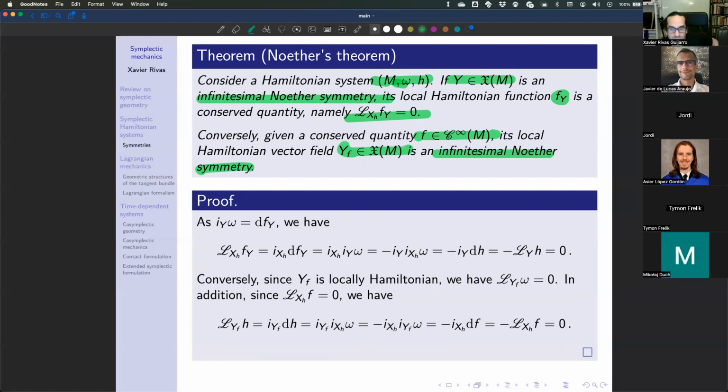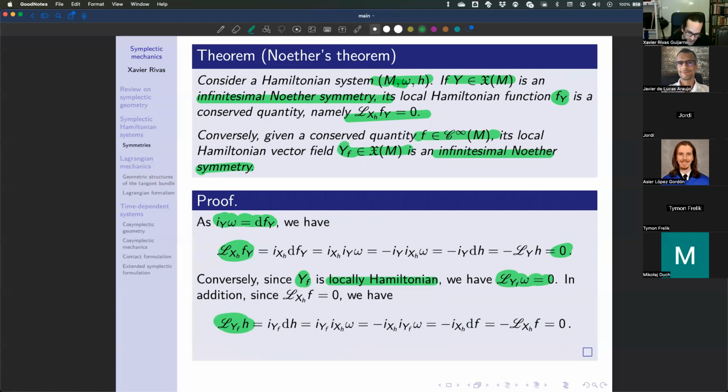Okay, do I have time to prove it? Well, I will try. Okay, we have this thing here because f_Y satisfies this, and thus computing this Lie derivative, it's just a matter of Cartan calculus, you find that this Lie derivative is 0. Conversely, if Y_f is locally Hamiltonian, it is. We have that it preserves omega. Okay, but this is not enough to show that it is a Noether symmetry. We also need to check that this is 0, but it is also 0.